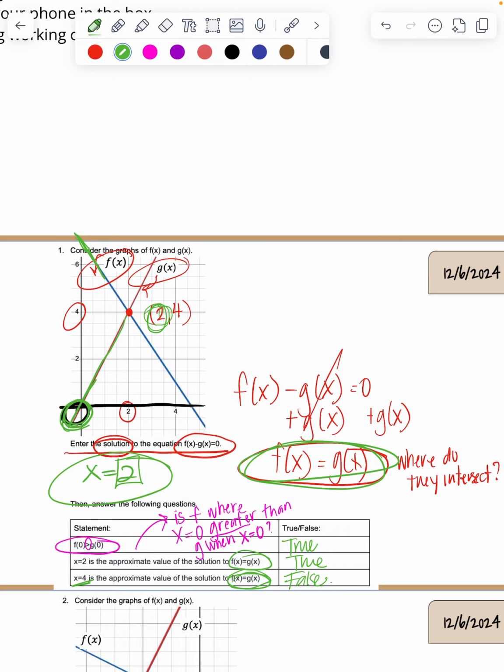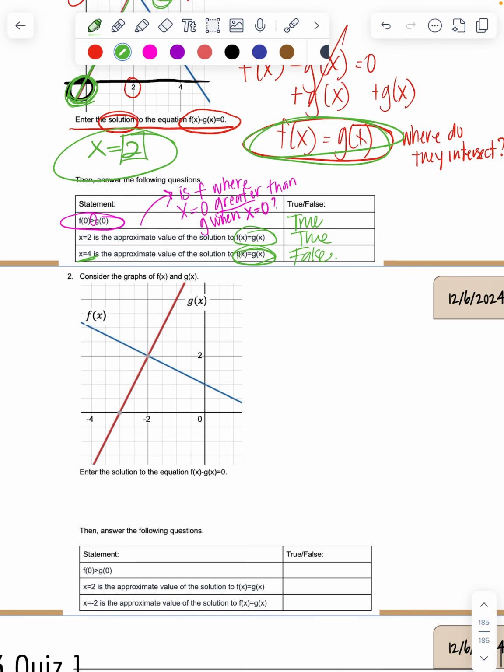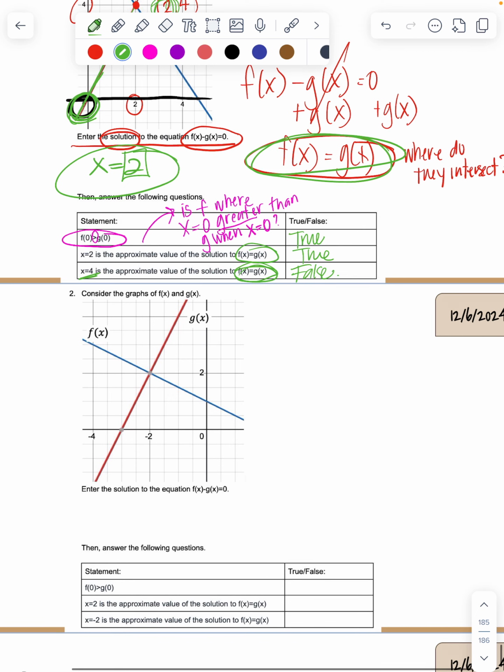Okay? So go ahead and try to solve the next one. If you're not sure, ask your teacher or ask me. And then we can go over it before the quiz starts.